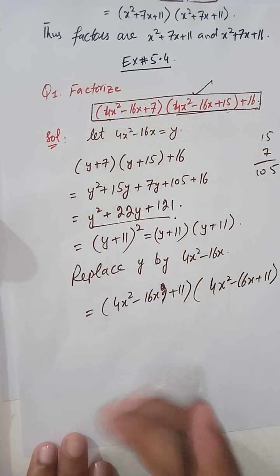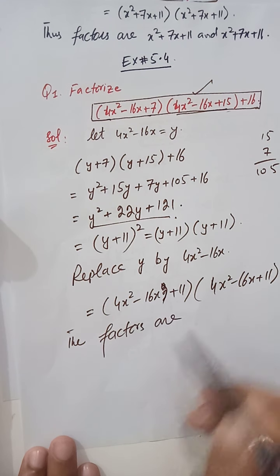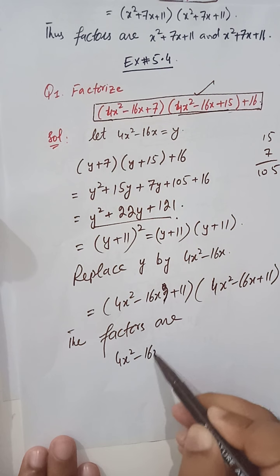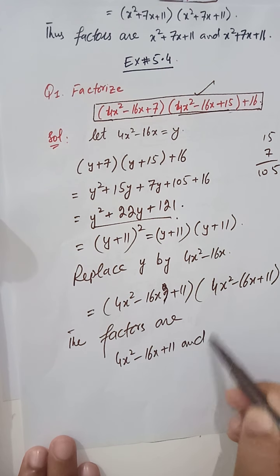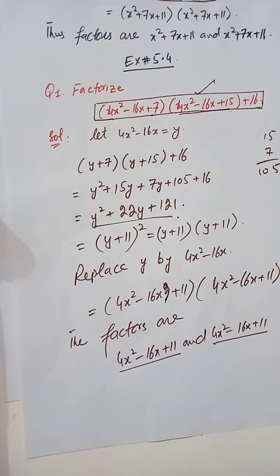Okay, so the factors are 4x square minus 16x plus 11 and 4x square minus 16x plus 11. You get two quadratic polynomials because the given algebraic expression is a biquadratic polynomial. So either you will get two quadratic polynomials or four linear factors. So you get two quadratic polynomials or two quadratic algebraic expressions because the given algebraic expression is biquadratic.